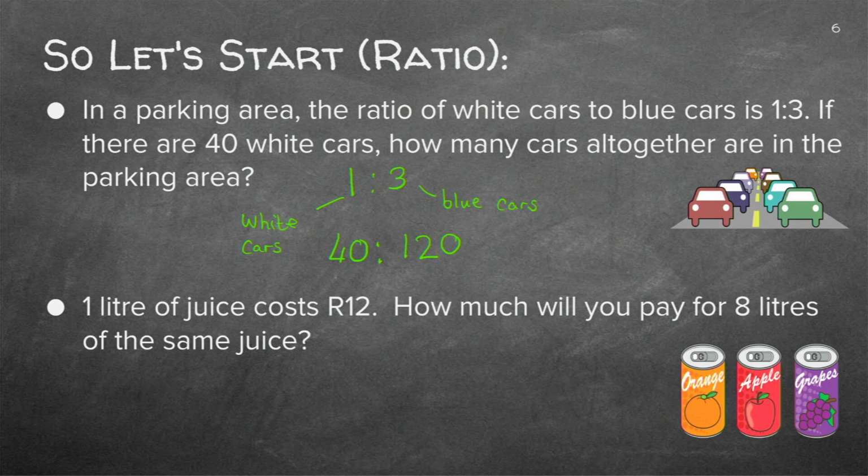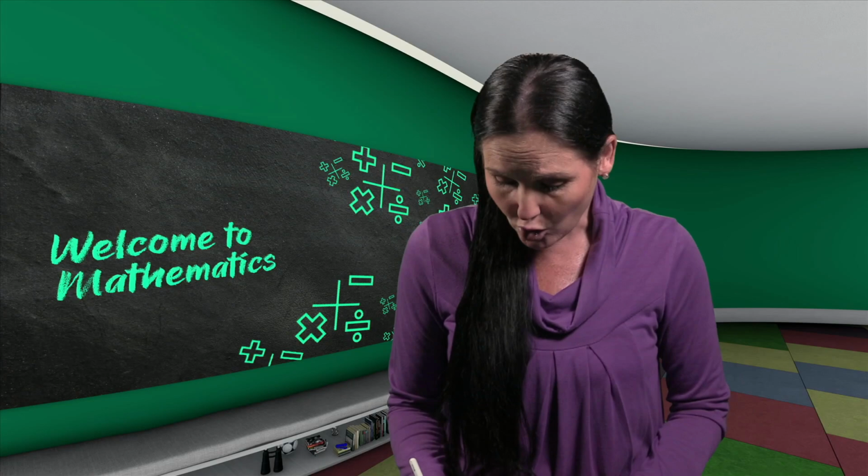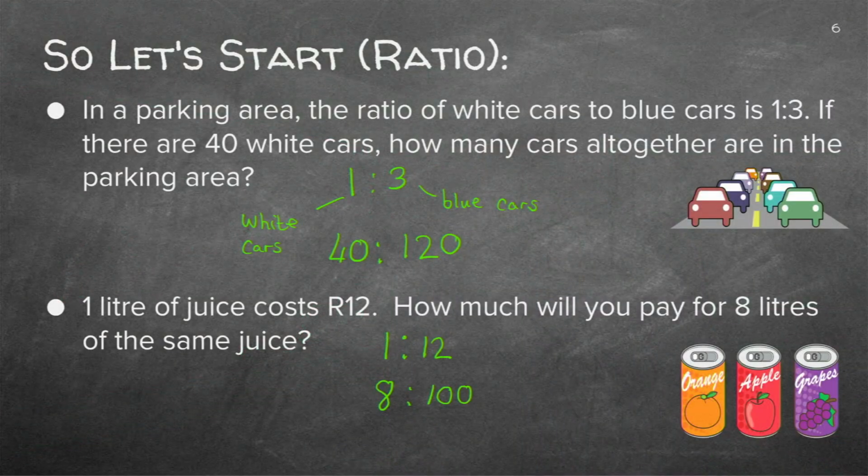The next problem. 1 liter of juice costs 12 rand. How much will you pay for 8 liters of the same juice? So 1 liter is equal to 12 rand. Okay, so if I've got 8, that will be 8 times 12. 12 times 8. And your answer will be 100. I'm lying. 96. Times tables, very important. My answer will be 96. So if I've got 8 liters of juice, it will be equal to 96 rand.